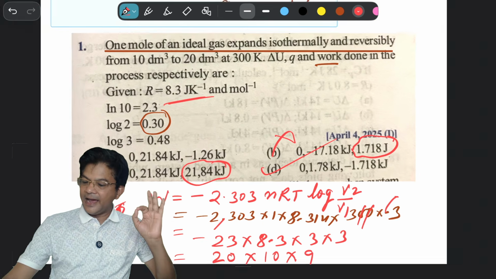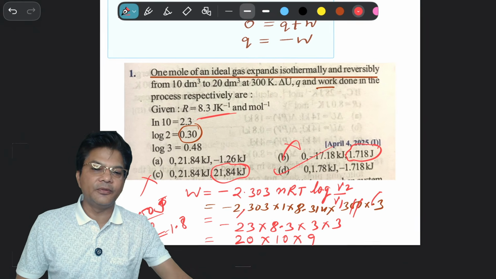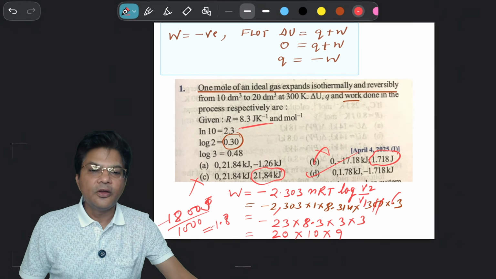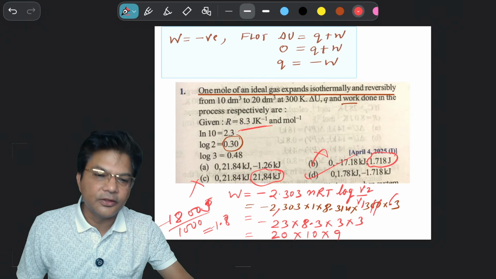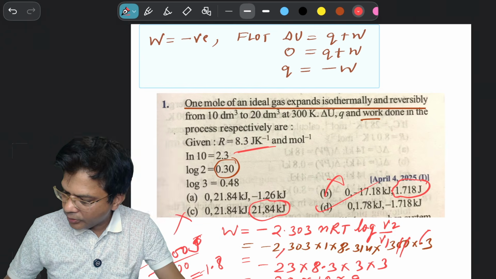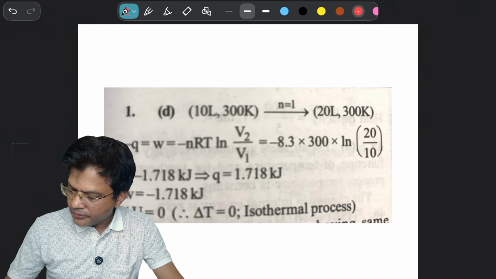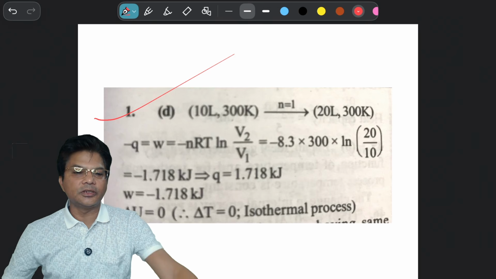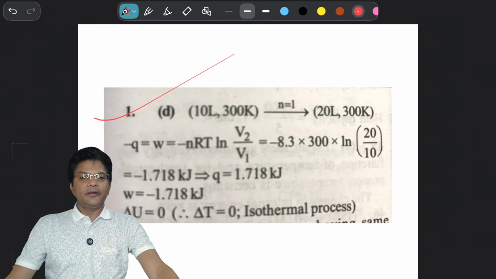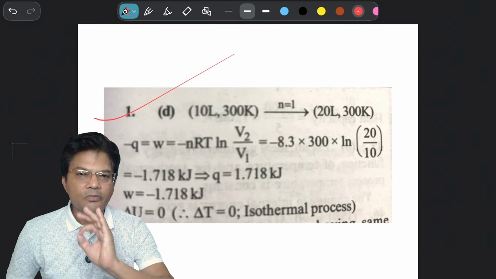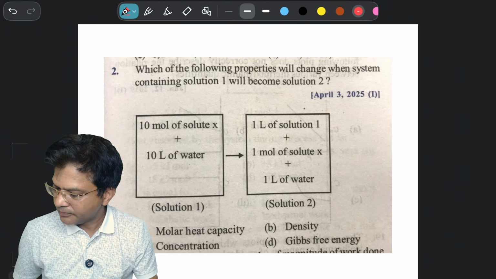So see the maths, the calculation, everyone. In this way, you are supposed to solve this question. Let's check the answer. See, the written solution is also being provided, right? Now let's move towards another question.